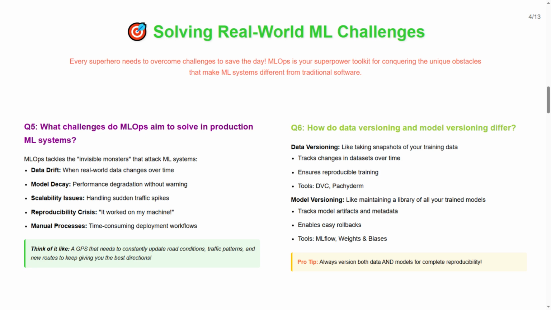Model versioning, like maintaining a library of all your trained models. Tracks model artifacts and metadata. Enables easy rollbacks. Tools: MLflow, Weights and Biases.